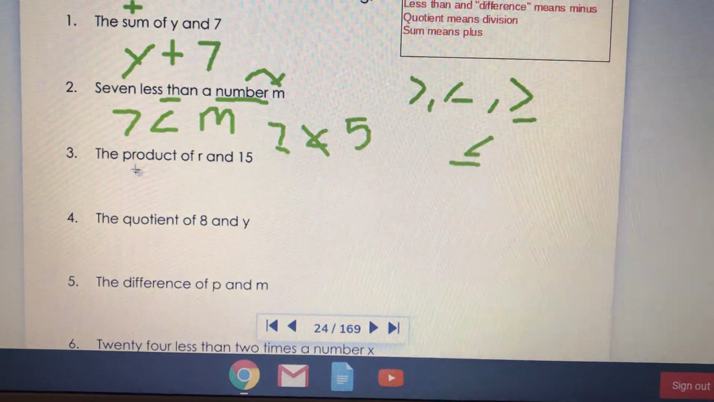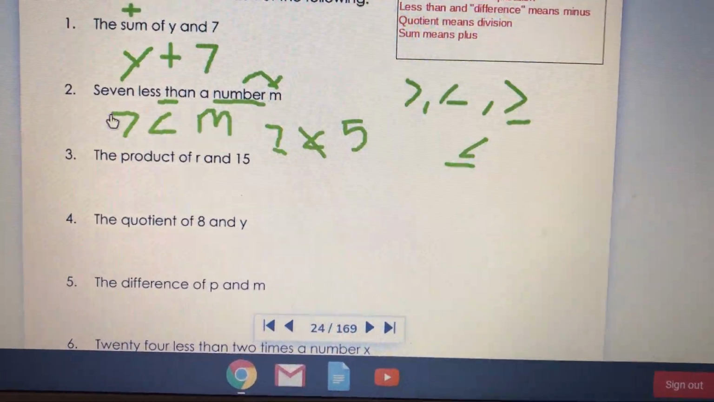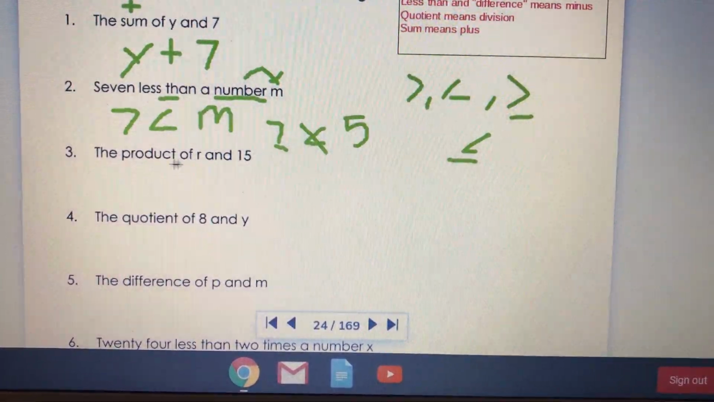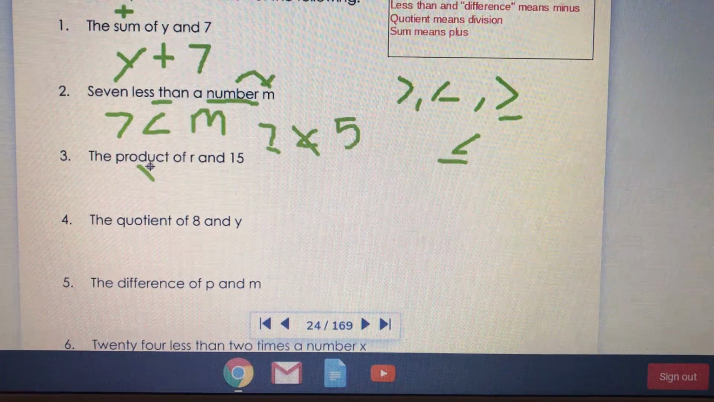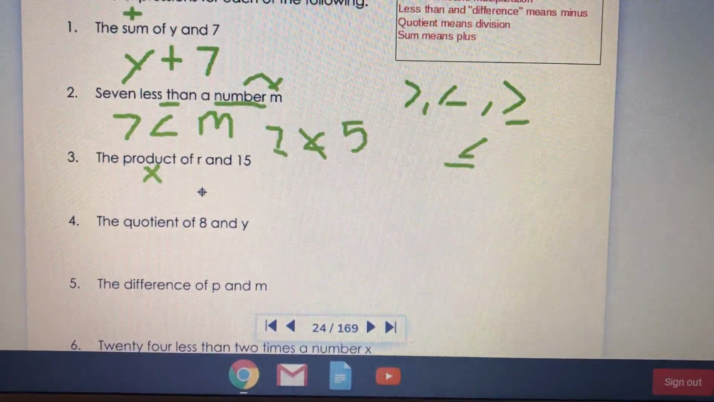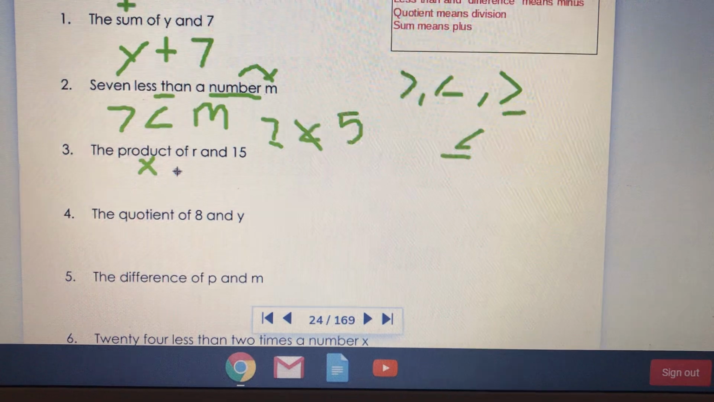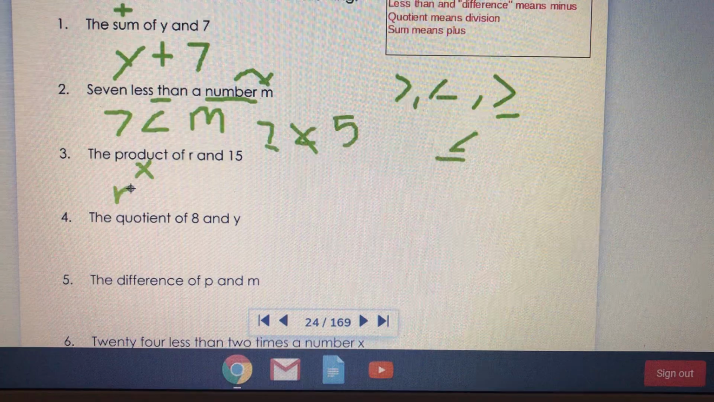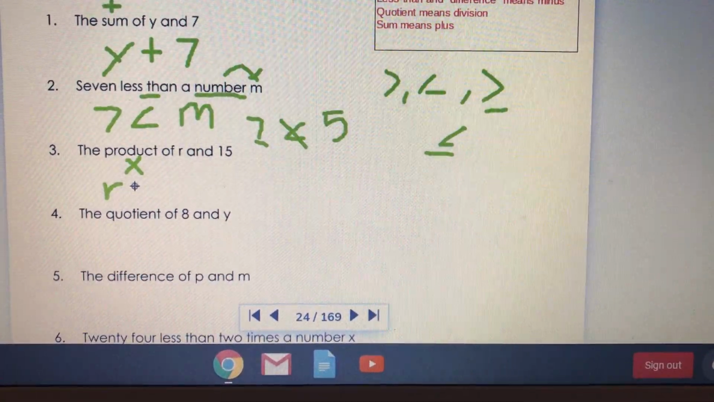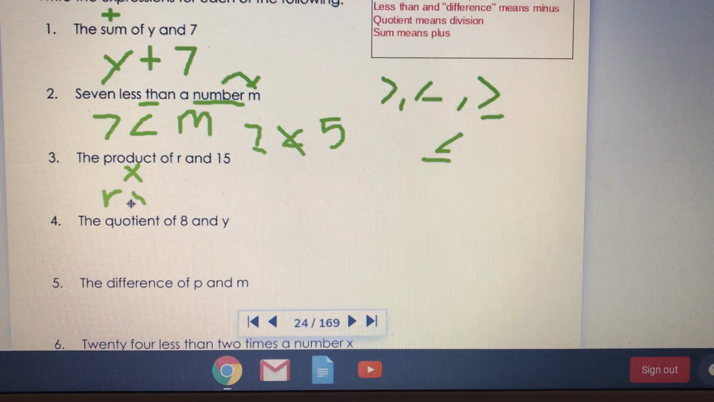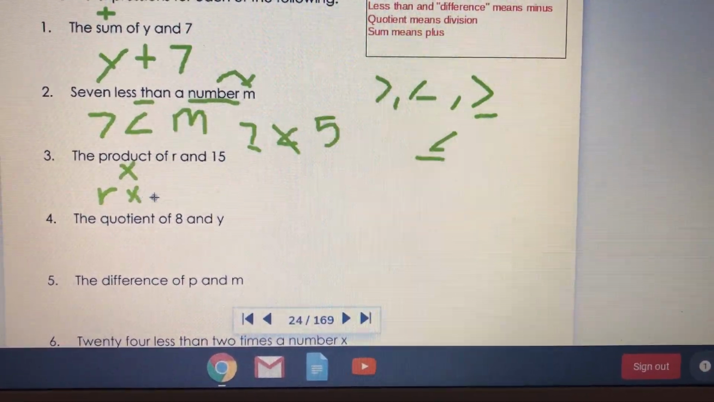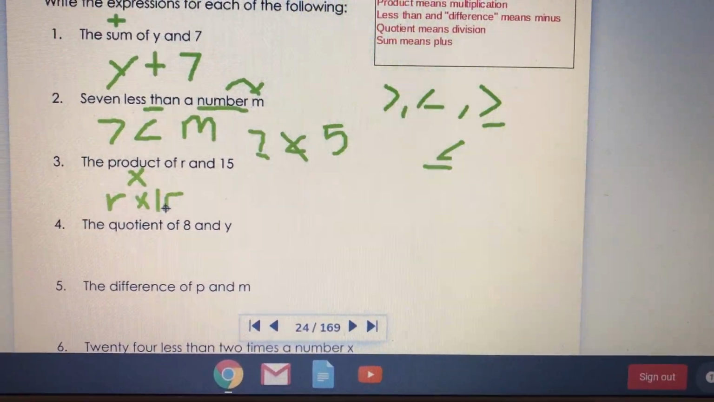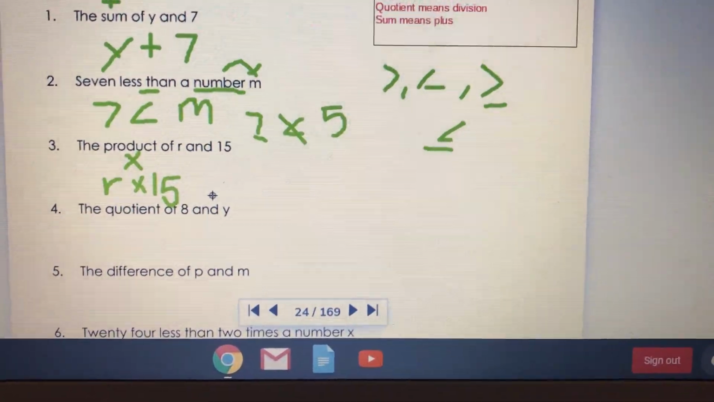So let's do our next one. So that's going to be our expression for this one. Number 3, the product of r and 15. We know that product means multiplication. And if we don't, we can make some flashcards. So we know that r and 15 are going to be multiplying. So it's going to be r. You can do the dot or the multiplication sign, whichever one you feel comfortable with. They both mean the same thing. So r times 15. Oh, look, it came out.